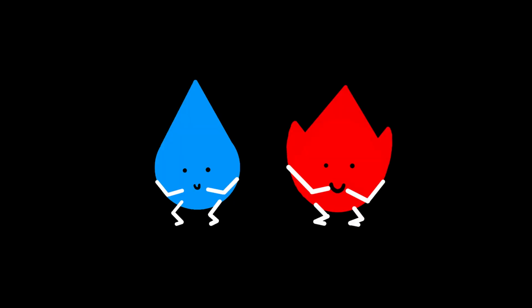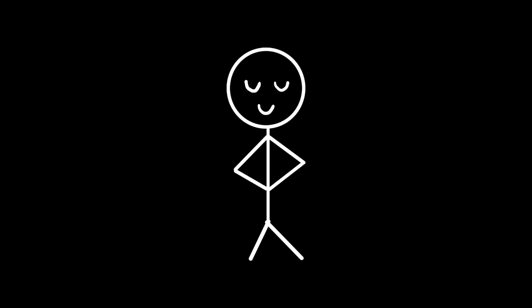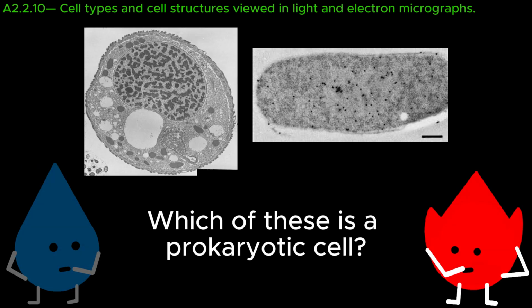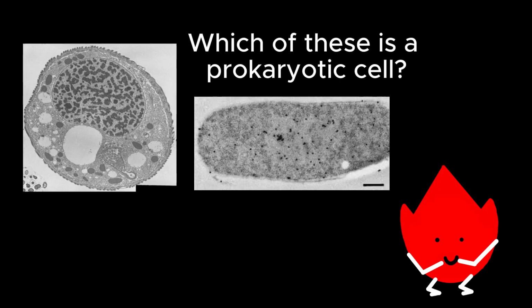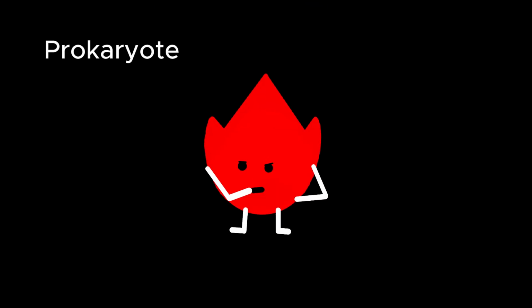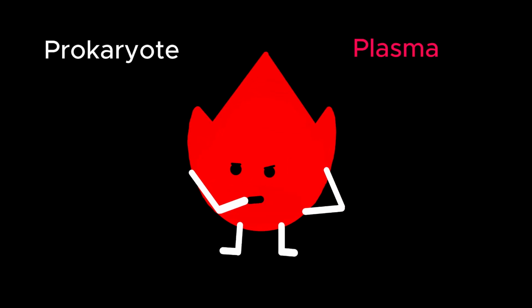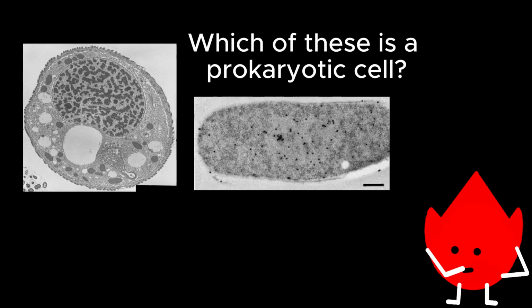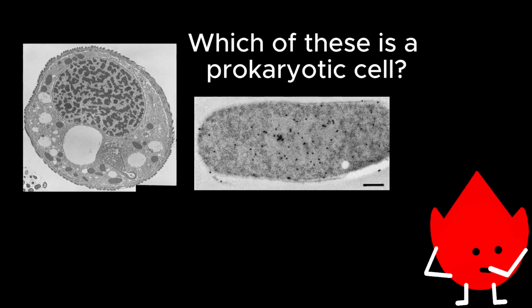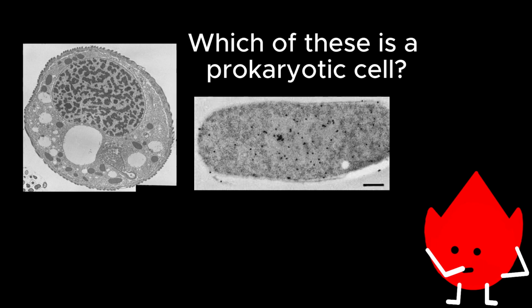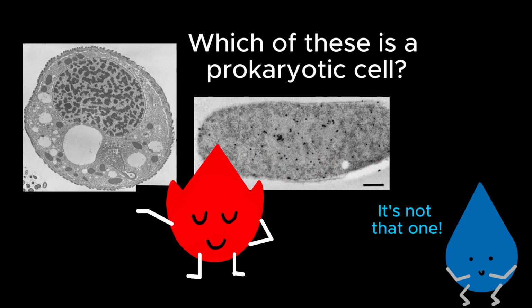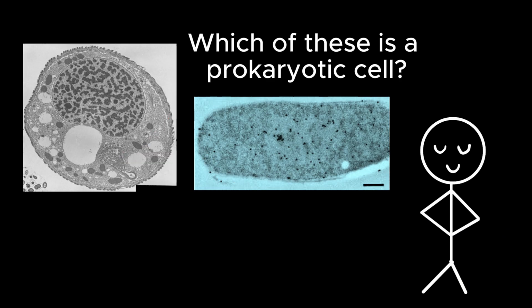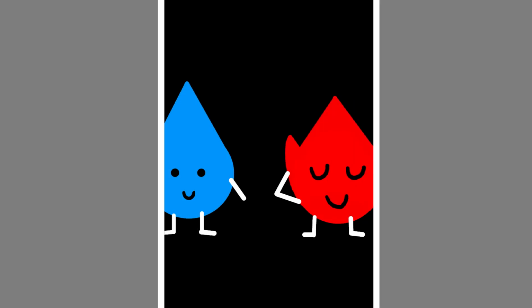Time's up. Now, you may not communicate with each other and only the speaker can speak. Here's the question. Which of these is a prokaryotic cell? Gosh, that's hard. Prokaryote starts with P and P is for plasma. So the prokaryote should be the cell that is not organized into compartments, which is this one. That's right. Phew.